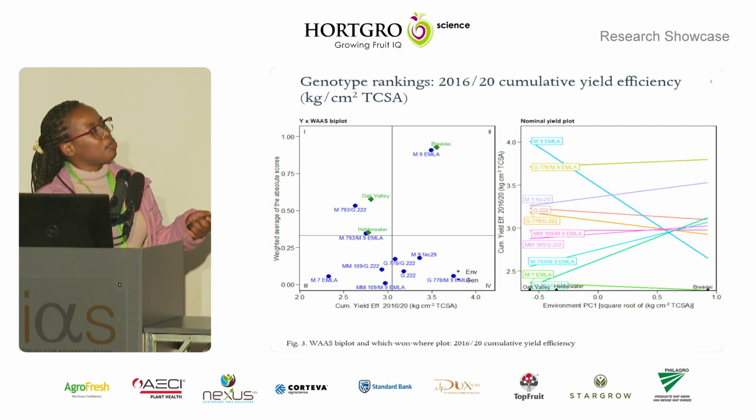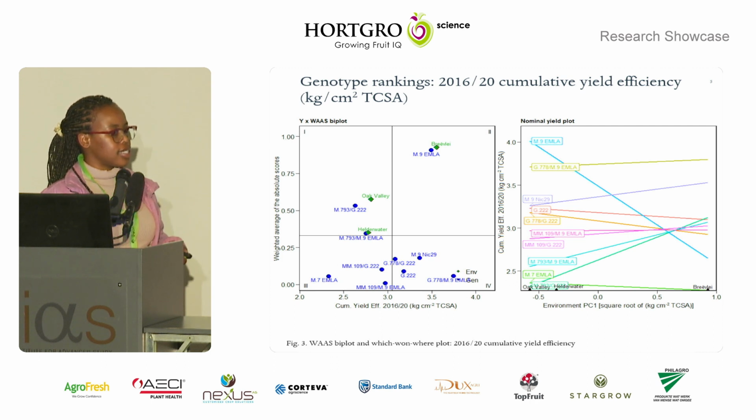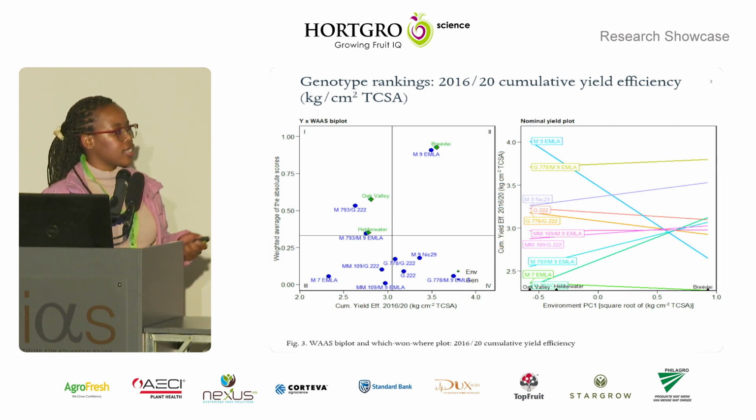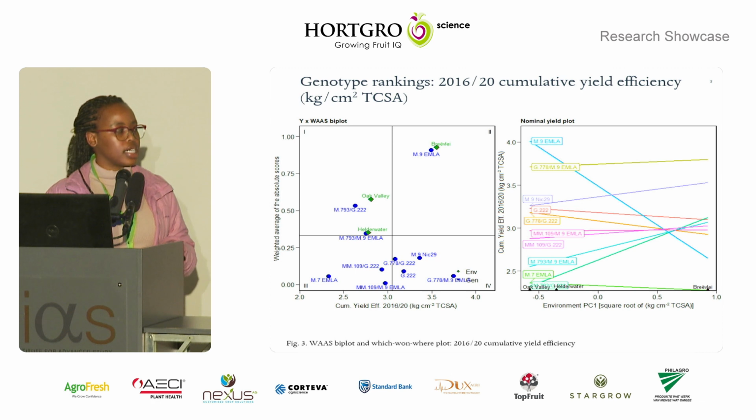Looking at the nominal yield plot, we actually see the large gradient of M9, which represents its instability. And we see that G7789 also had high cumulative yield efficiency across all 3 sites, Oak Valley, Aldewater, and Breevlei. We also find that for both cumulative yield and cumulative yield efficiency, we had multiple crossover interactions, and this means that selection should be environmentally specific.